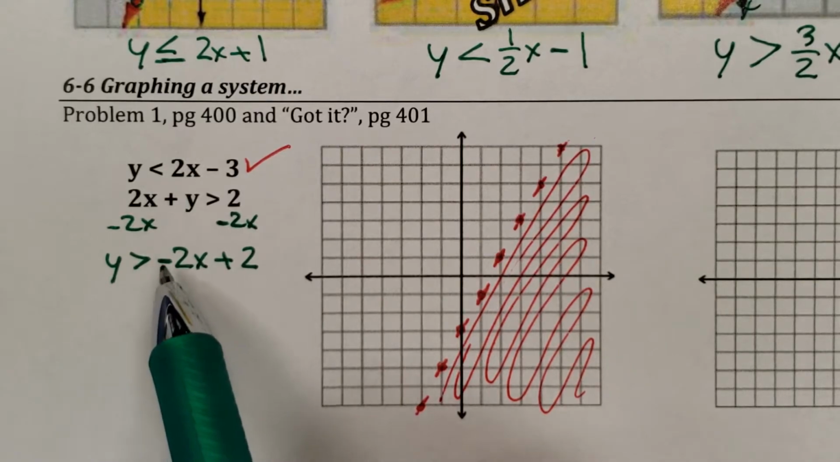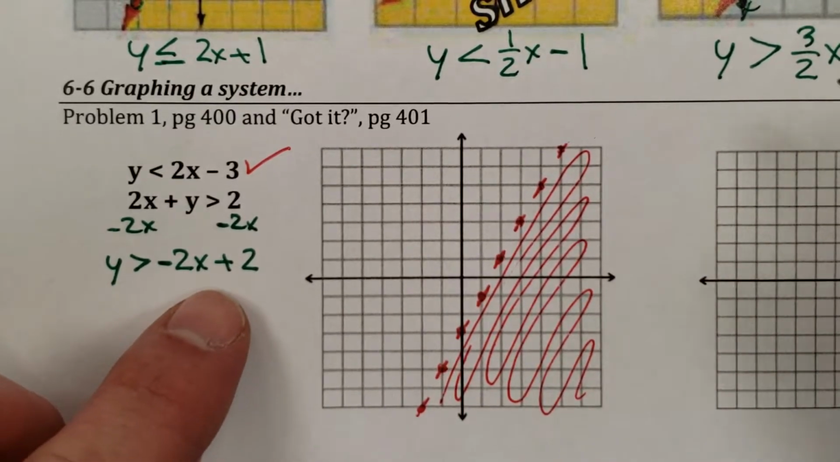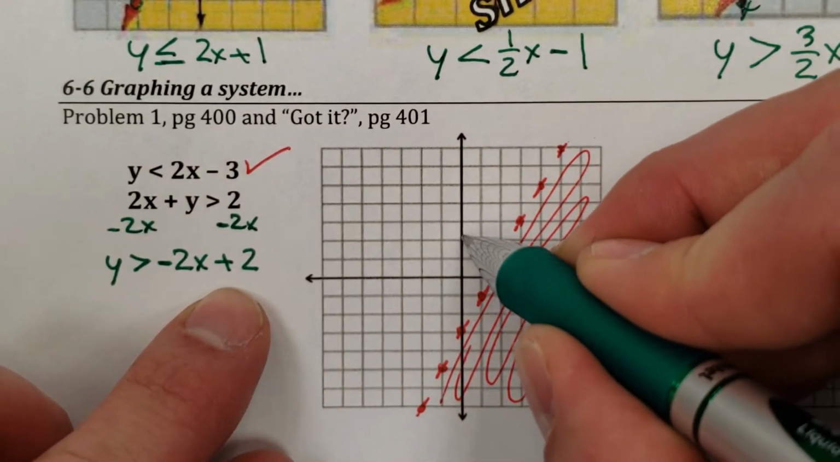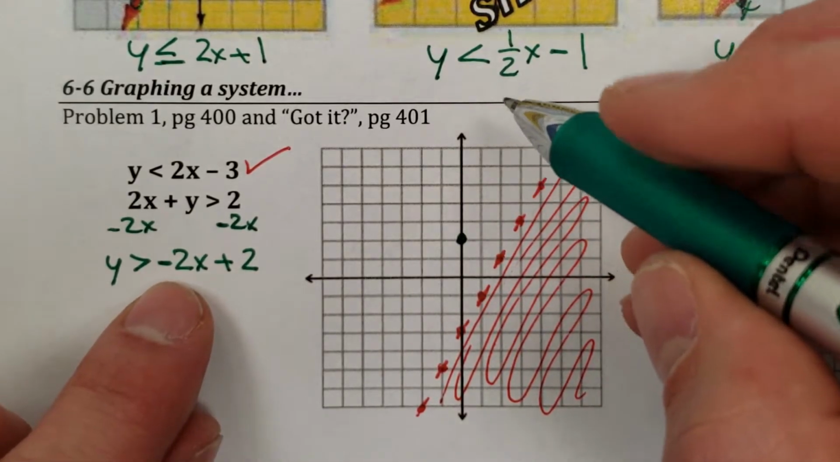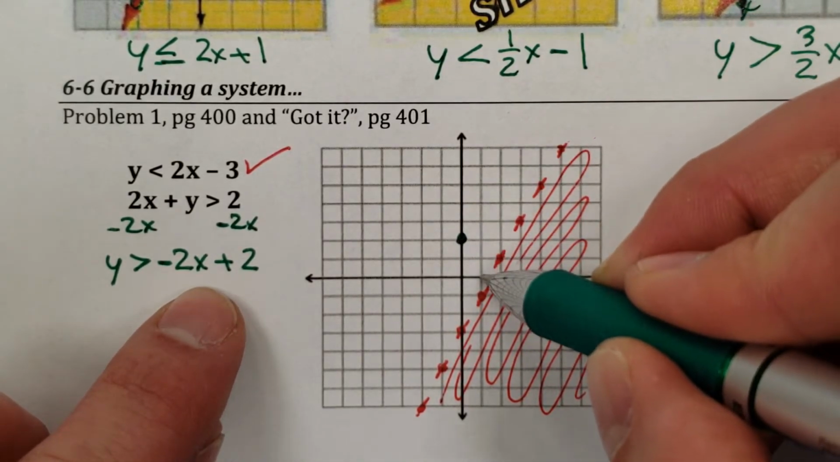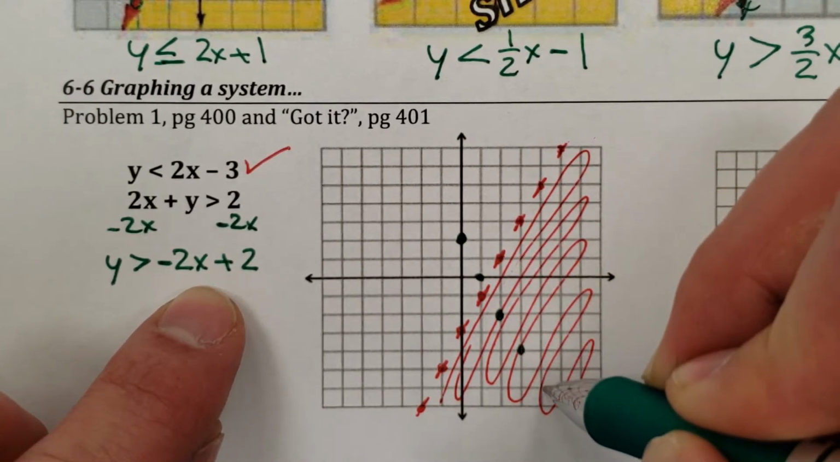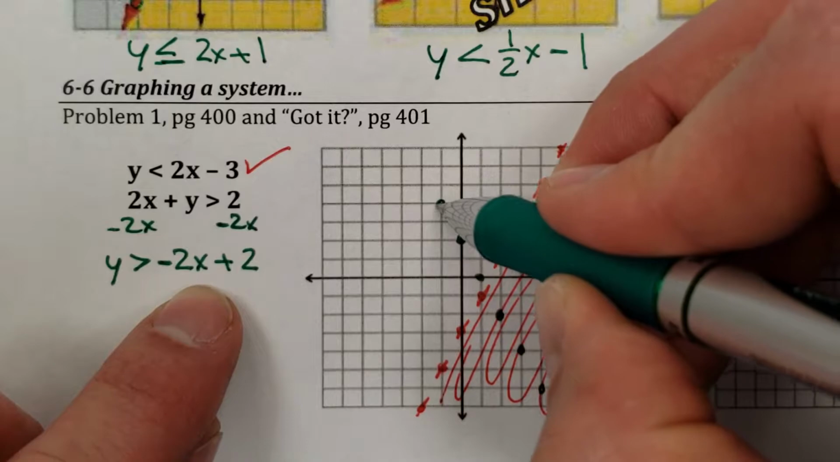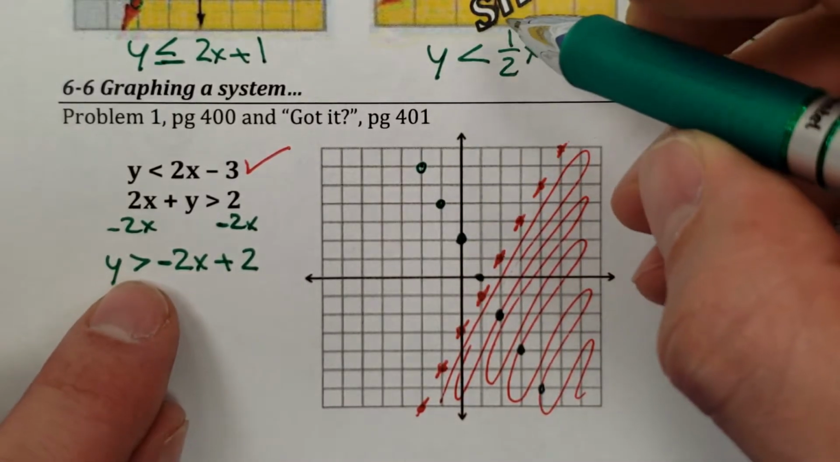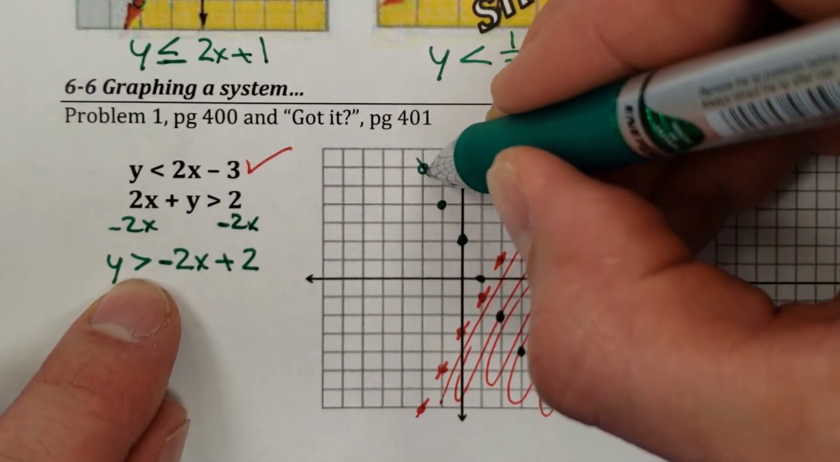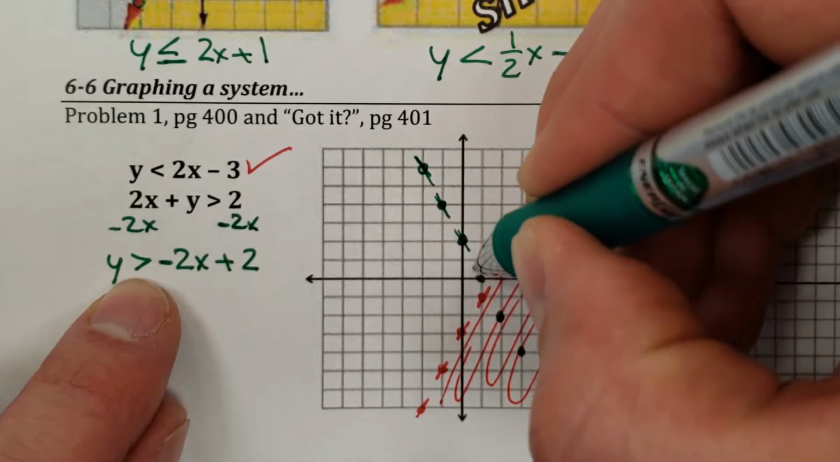So I'm going to have y is greater than this line. So here we go. What is this line? Y-intercept is +2. The slope is -2, so I'd go over 1, down 2, over 1, down 2, over 1, down 2. You get the idea. Reverse it. It's a greater than, so again, it's also going to be a dashed set of lines here.